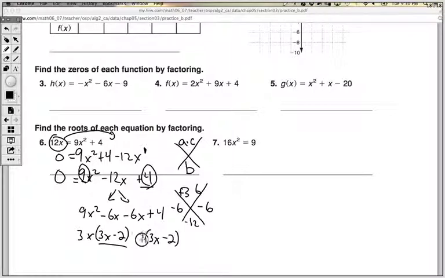That would be a negative 2. And let's see if that works the same for the other thing. Negative 2 times 3x equals negative 6x. That is true. Awesome. So now let's factor this.